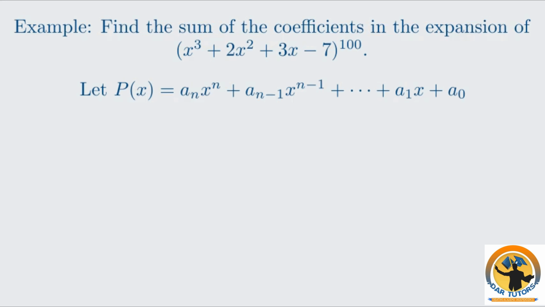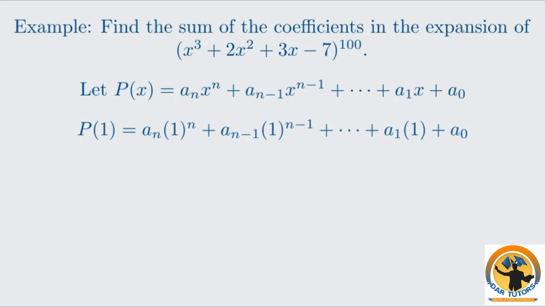How can we get this sum from p(x)? If we substitute x = 1 into the polynomial, all the powers of x become 1. This leaves us with exactly the sum of the coefficients. So to find the sum of the coefficients of any polynomial, you just need to evaluate the polynomial at x = 1. Let's apply this to our problem.